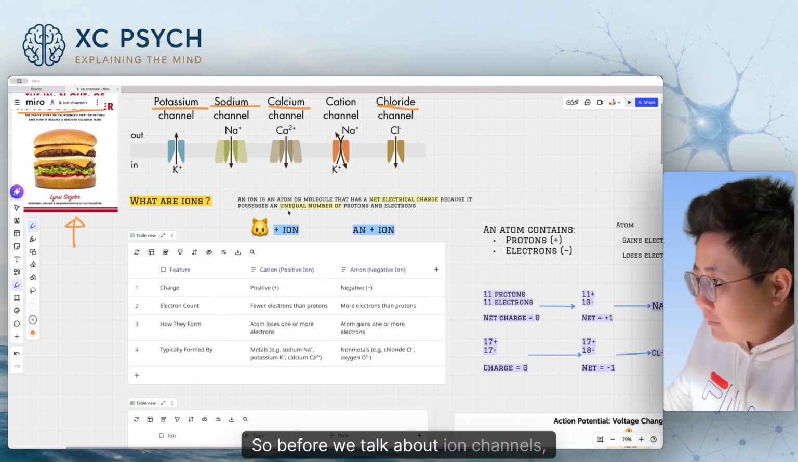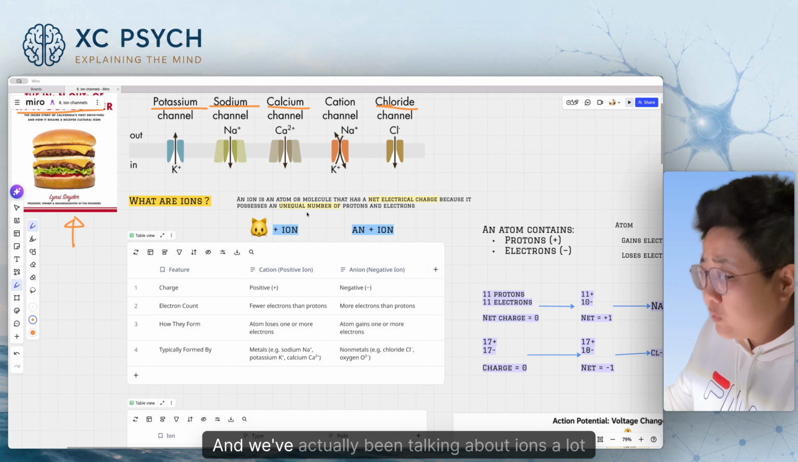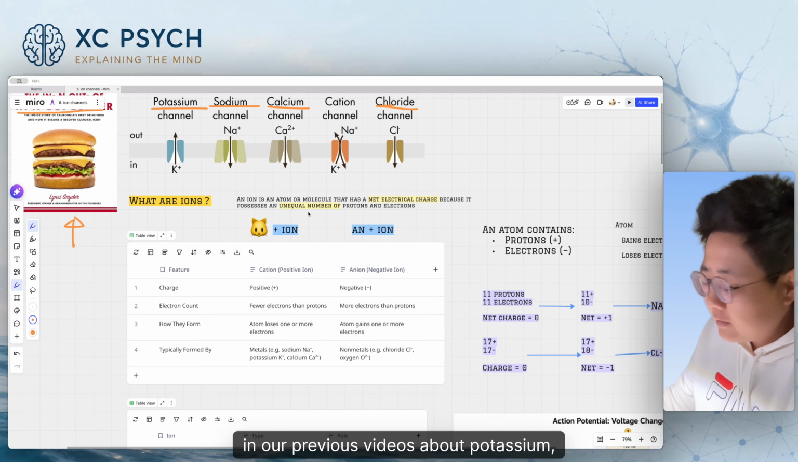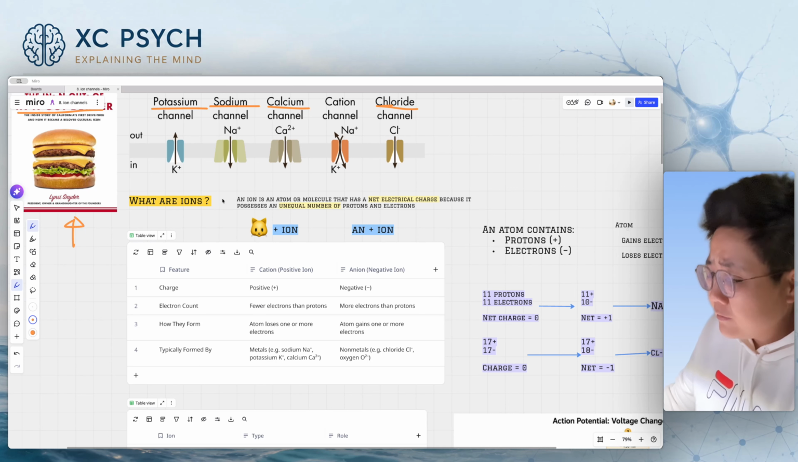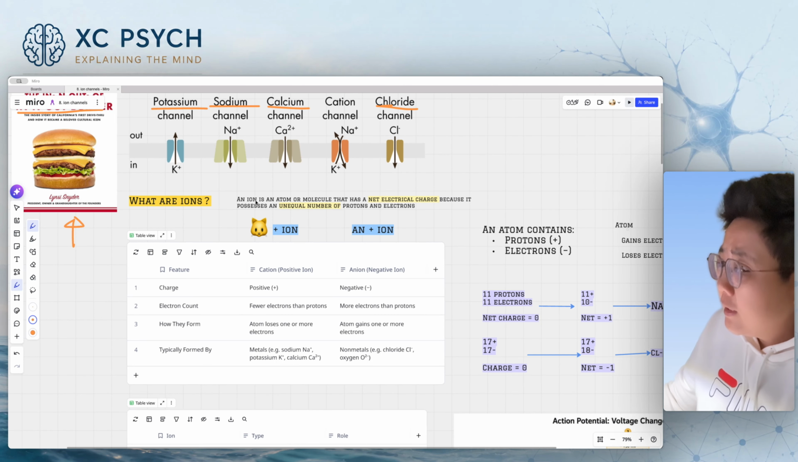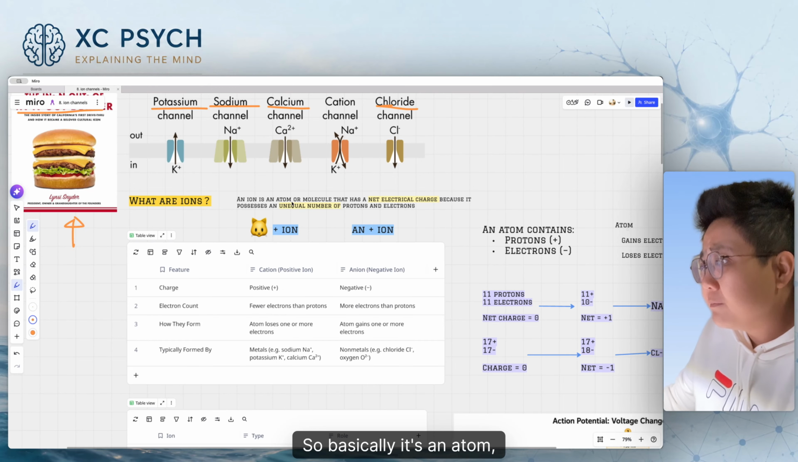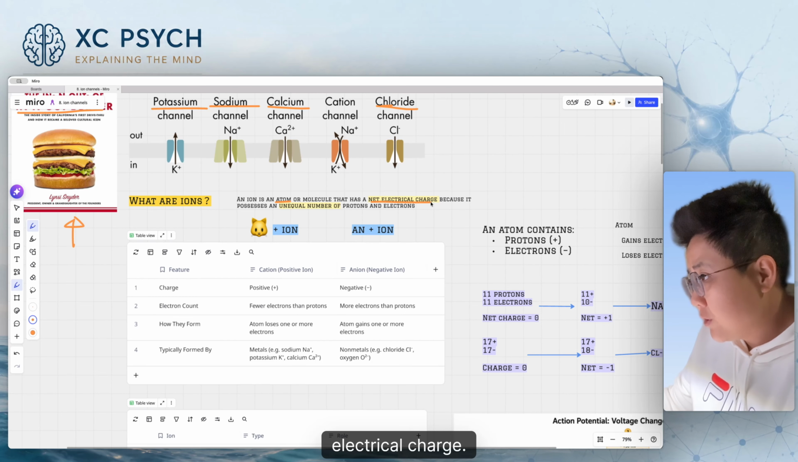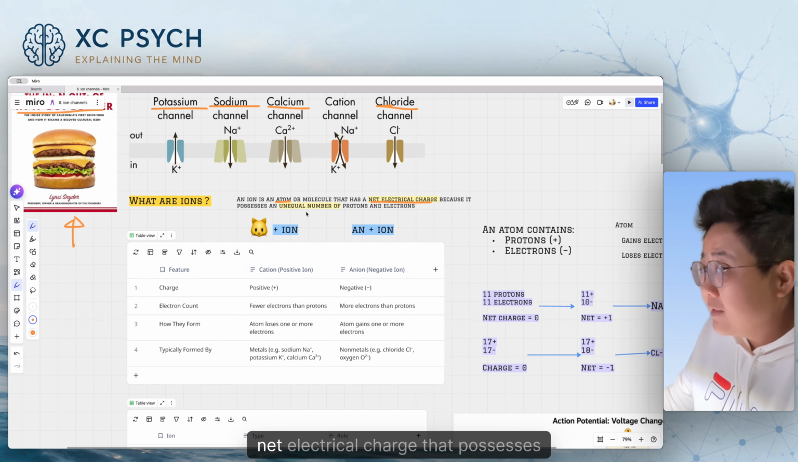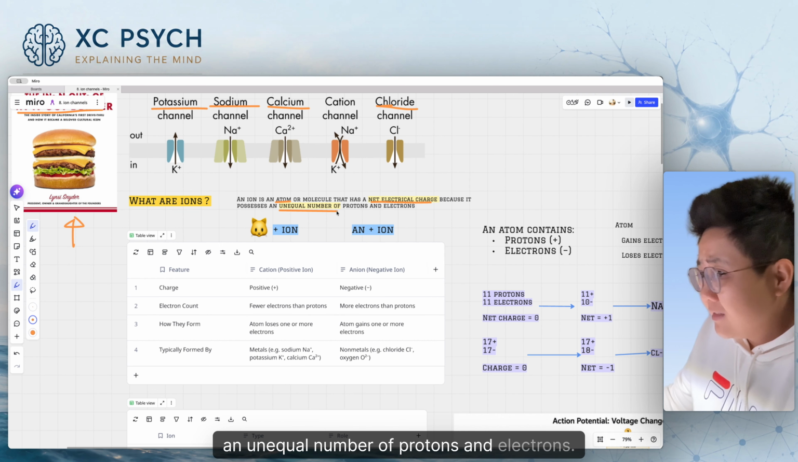So before we talk about ion channels, let's first talk about what are ions. And we've actually been talking about ions a lot in our previous videos about potassium, sodium, the salty banana, and chloride and calcium. So here is an official definition of ions. Basically, it's an atom or molecule that has net electrical charge. That's the key phrase. Net electrical charge that possesses an equal number of protons and electrons.